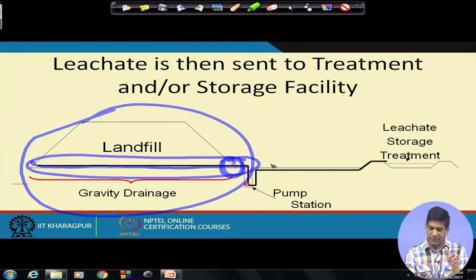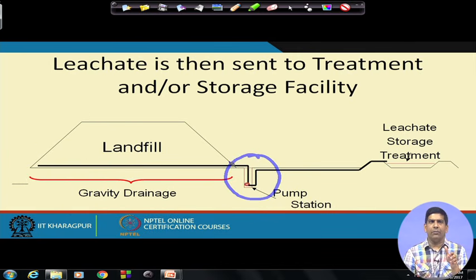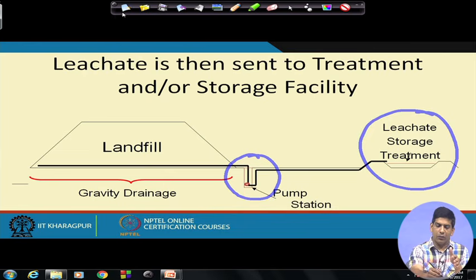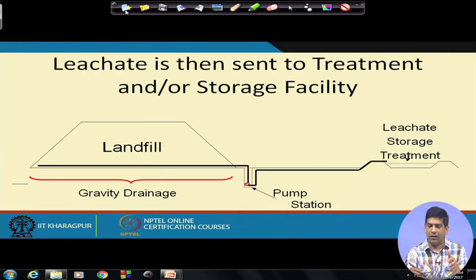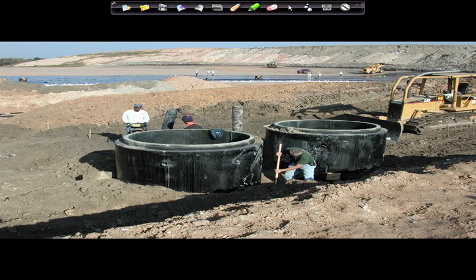Then we take it to a pump station, and that's your pump station right there. From the pump station you can pump it to leachate storage and treatment. That's how the leachate is managed. So what is leachate? Leachate is essentially an industrial wastewater, and we'll talk about that. There are some pictures, so let's look at them.